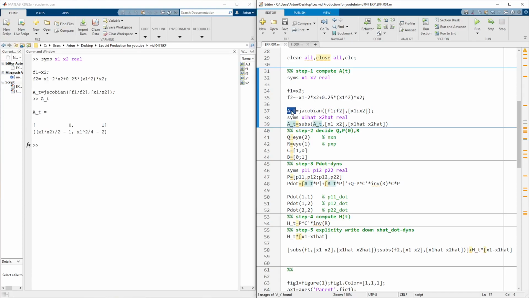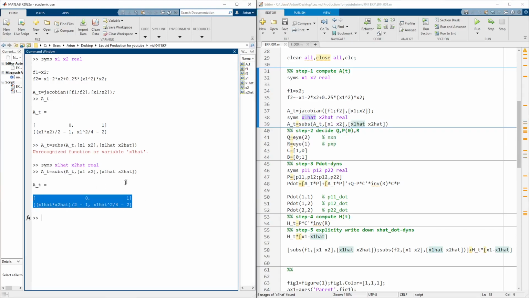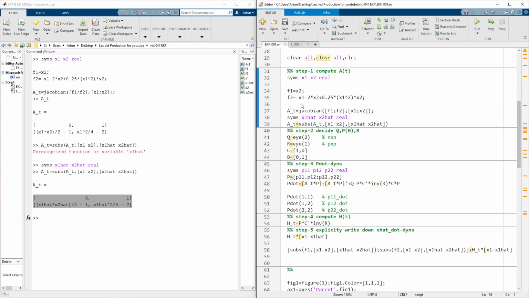Okay, and what was the other step we also need to do? You remember, we need to substitute x hat for x, right? Okay, so you can just use... wait a sec, yeah, I forgot to run this section. And okay, so this is our A of t, right? This is our A of t. Okay, all right, let's talk about step 2.